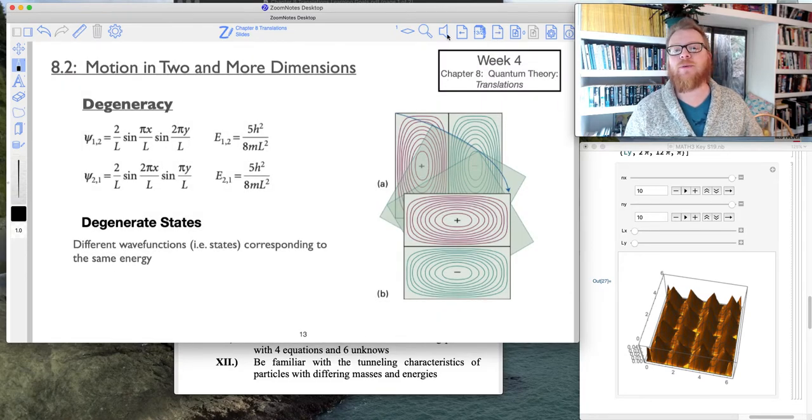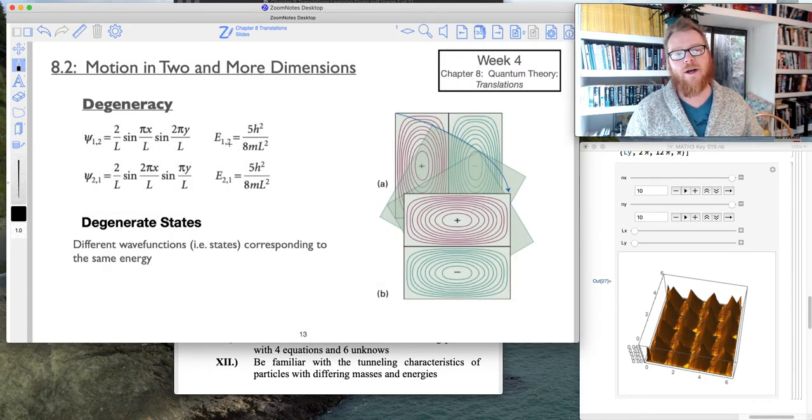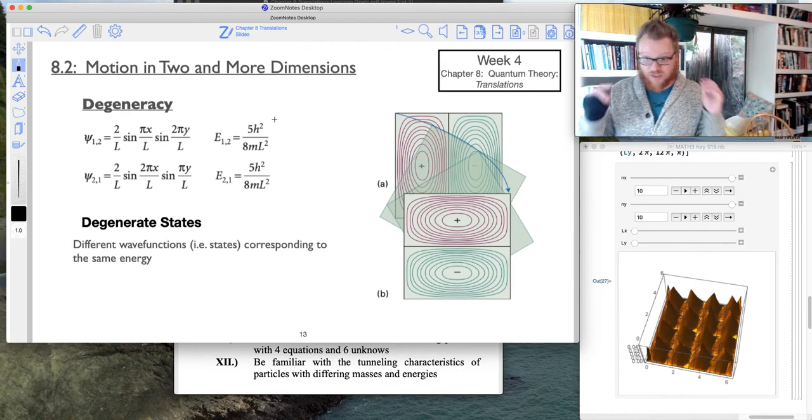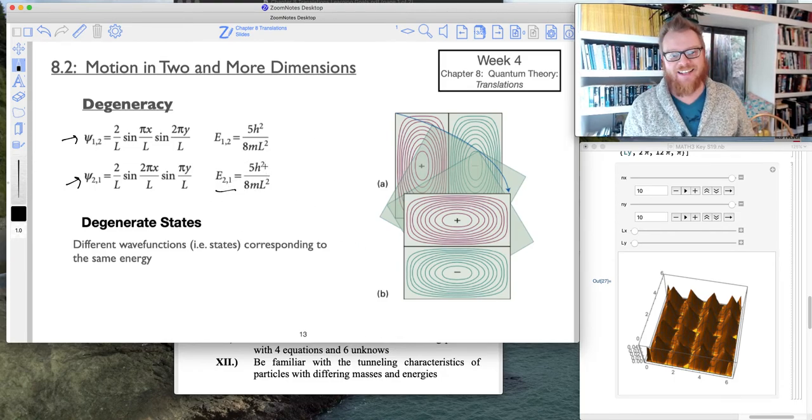And also, if we assumed that the length of the x dimension is the same, then this energy level 1, 2 for the state psi 1, 2 becomes 5h squared over 8mL squared. Well, what if we switched the order of those n's? Not even really switching the order, but literally making them different numbers, like a different state. So these are 2 different states right here. Psi 1, 2 and psi 2, 1 are technically different states. However, if we look at the energy result for E21, it's the same as E12.